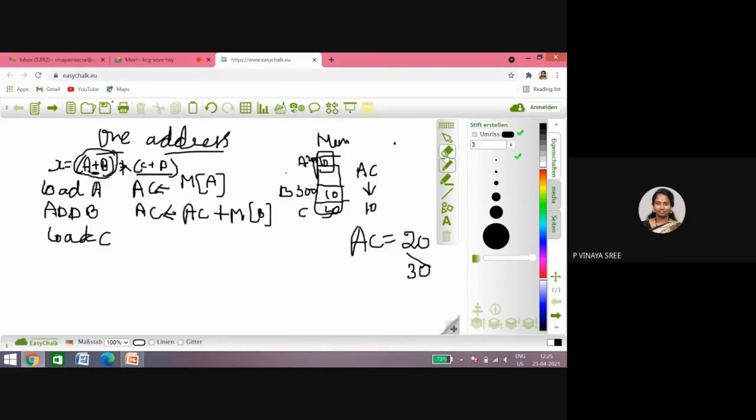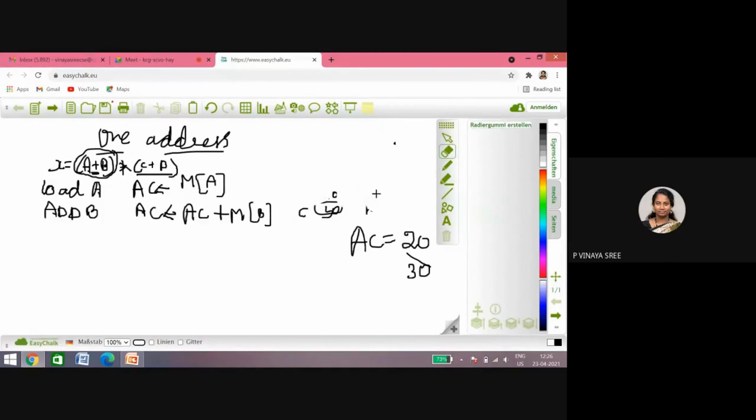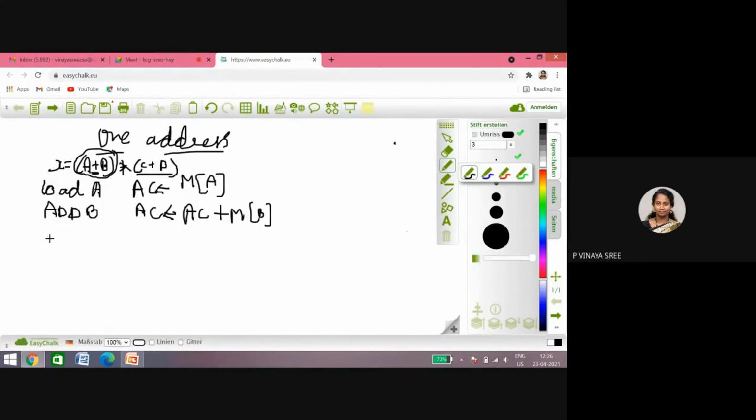So directly, instead of going for load c, the operation that we performed using the accumulator, a plus b, must be stored in some location. For that we have to go for store. So you should be very clear about what we are doing for load and for store. So I'm going for store, to some memory location called t. I could go for x, but the final result has to be stored in x, so that's the reason I'm taking t.